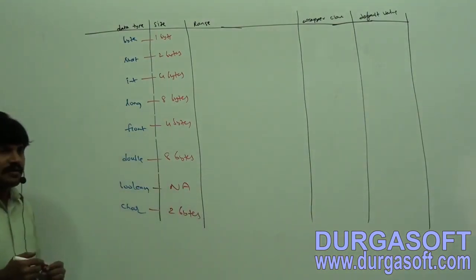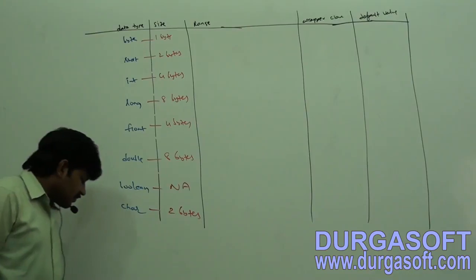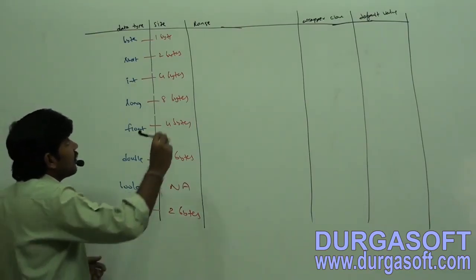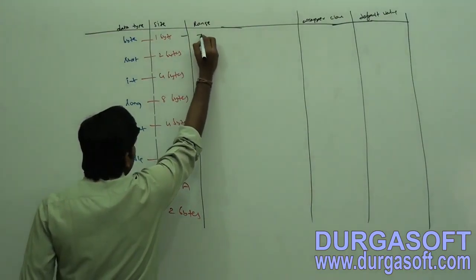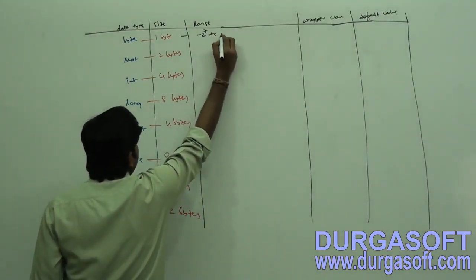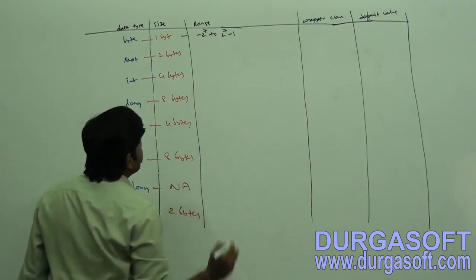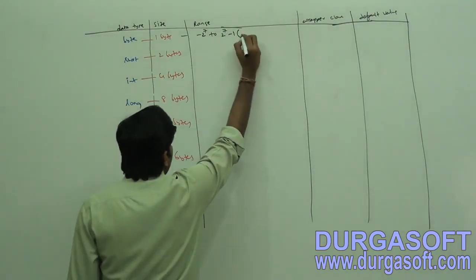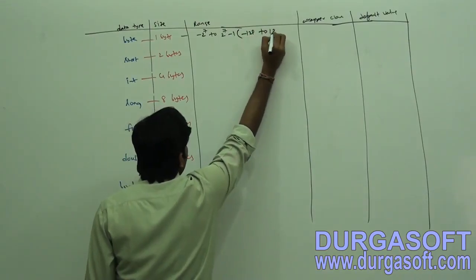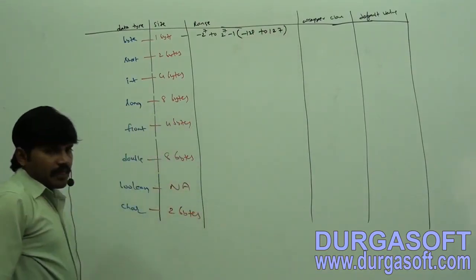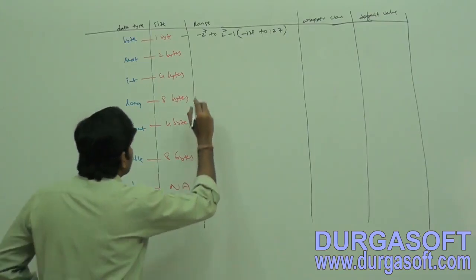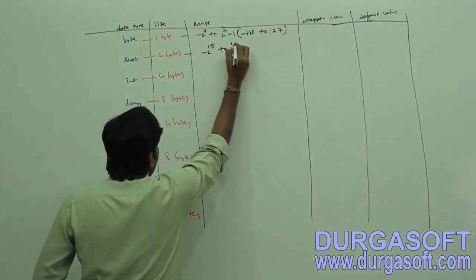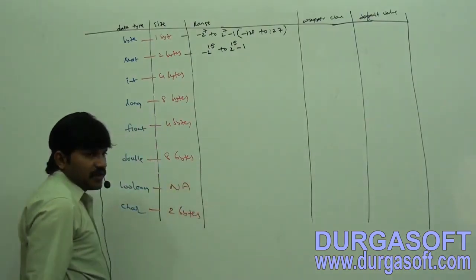Next, char is 2 bytes. We covered that already, right? Sir, what is the range? Do you know what the range is? For byte, the range is minus 2 power 7 to 2 power 7 minus 1. What about its value? It is minus 128 to 127 only.